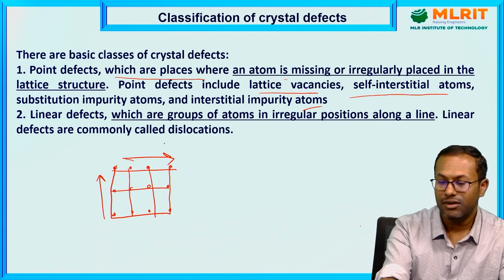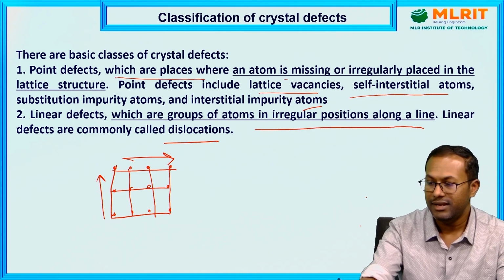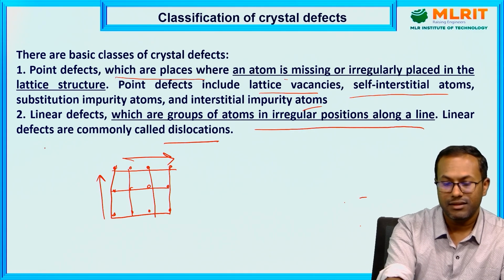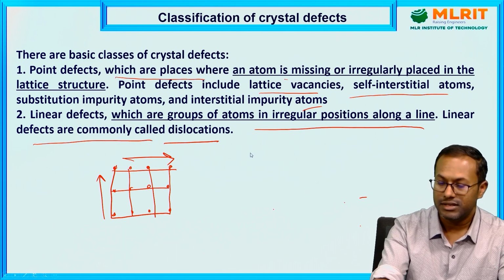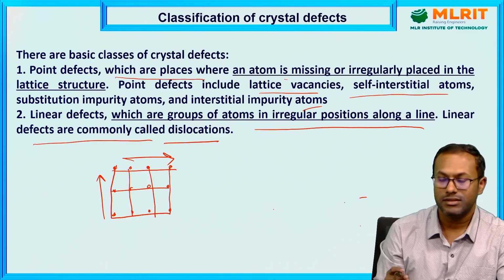It is also called dislocation. A line defect is a group of atoms in irregular positions along a line. The linear defect is also known as dislocation. Along a line, it is line-wise dislocations that happen.